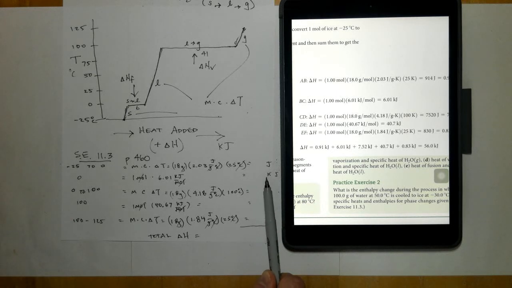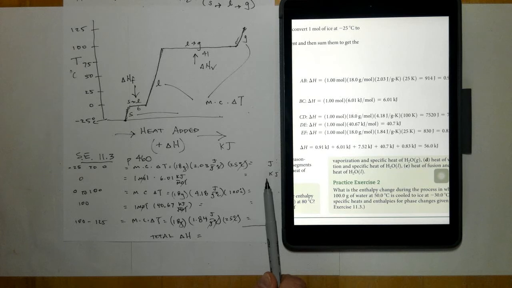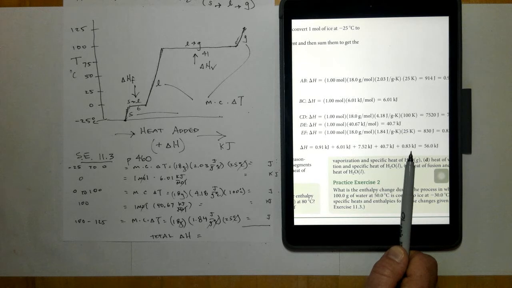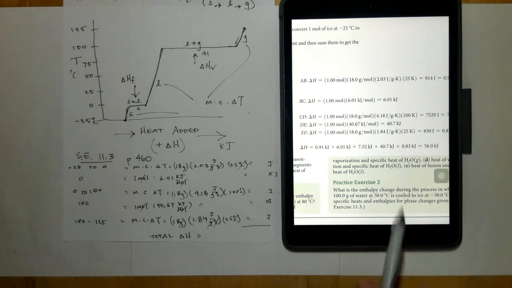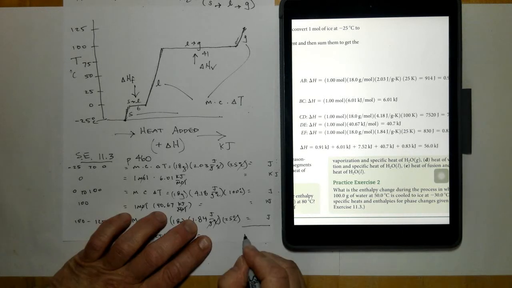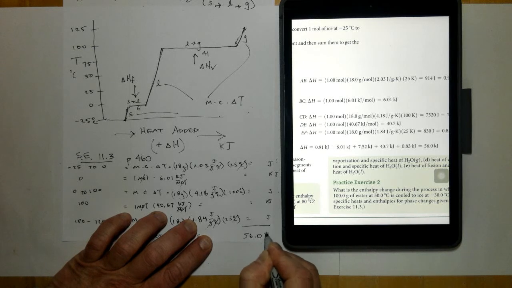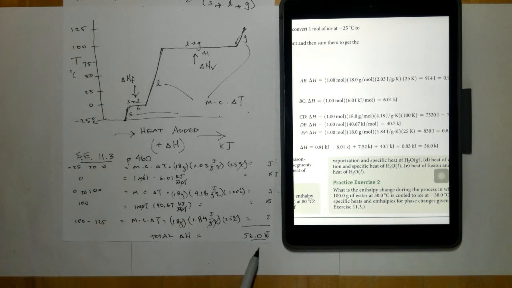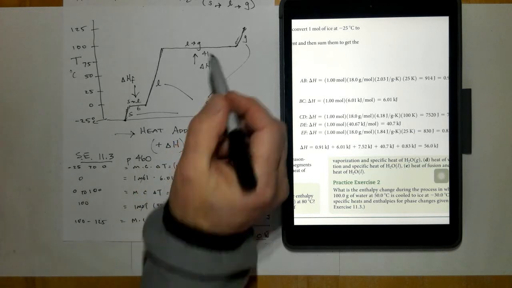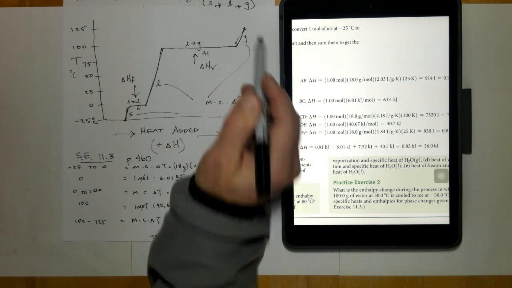kilojoules. This one would be 6 kilojoules. This one would be 7,500 joules. And see how they've converted it to kilojoules already. This one's 40.7 kilojoules, and then this one would have been 830 joules, or 0.83 kilojoules. And when you add all those together, we get about 56.0 kilojoules that are going to be needed to raise and change that temperature. All right, last piece of this is some critical pieces in these changing areas right here.